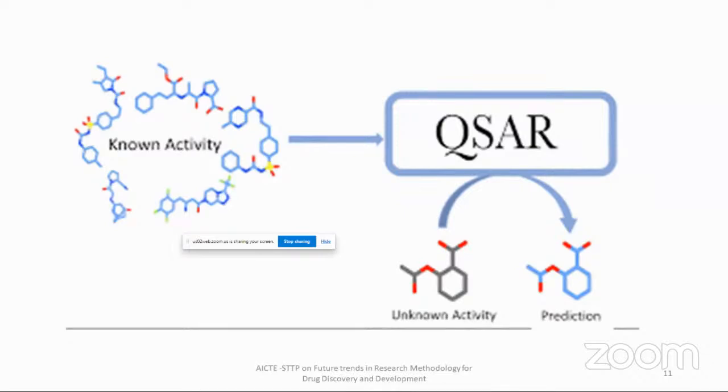QSAR is a simple approach where we make use of known activity molecules. There is a certain set of compounds which have been well synthesized and characterized, and have been put up for biological activity evaluation, and during that process they have shown a certain degree of activity. That is our available data set, or the known activity compounds.